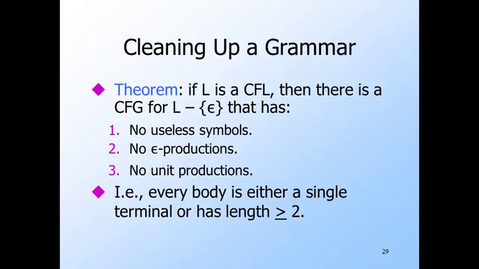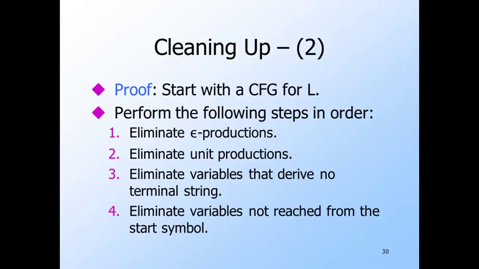We can now combine the 3 simplifications to make a strong statement about grammars. If L is a context-free language, then L minus epsilon has a grammar with no useless symbols, no epsilon productions, and no unit productions. Another way to put it is that L minus epsilon has a grammar in which every production body is either a single terminal or has length at least 2. We apply the constructions just learned, but we have to be careful about the order. We must start by eliminating epsilon productions.